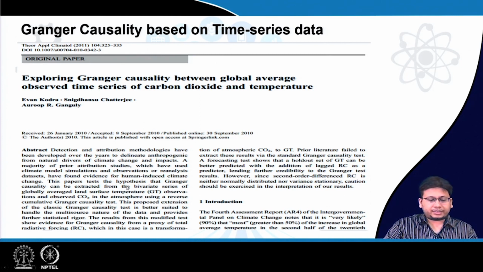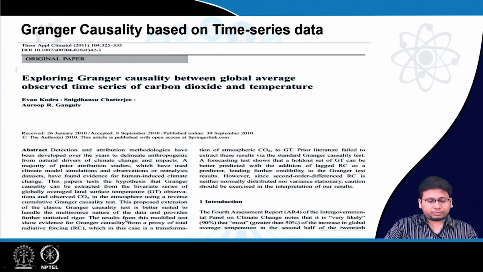This paper tests the hypothesis that Granger causality can be extracted from the bivariate series of globally averaged land surface temperature observations and observed CO2 in the atmosphere using a reverse cumulative Granger causality test. This proposed extension of the classic Granger causality test is better suited to handle the multi-source nature of the data and provides further statistical rigor.